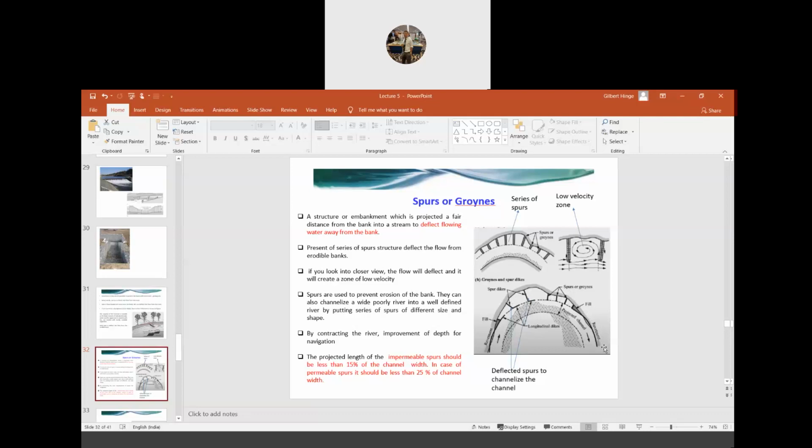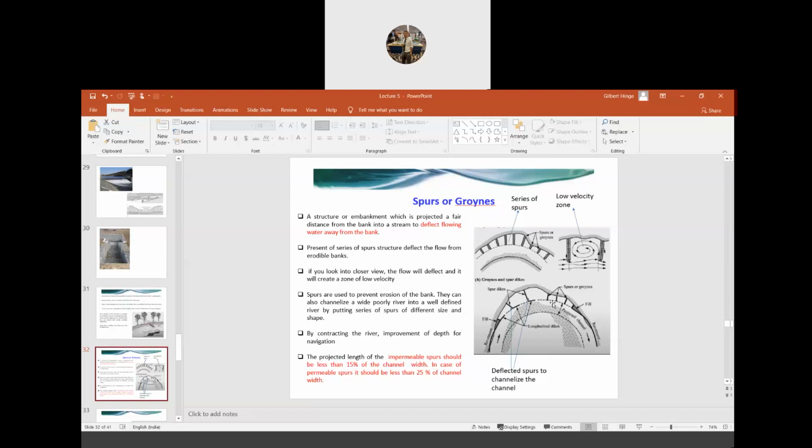Another function for which we use spurs is when we want to raise the water level, the water depth, for navigation. Once you put spurs, the water will be deflected and the area is reduced, no? The area of water flow is reduced, thus the depth will increase. If the width is reduced, the depth will increase. Because the depth is increased, we can use it for navigation purposes.